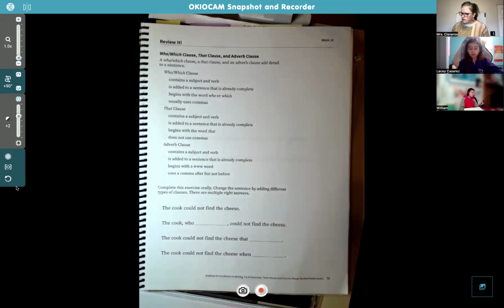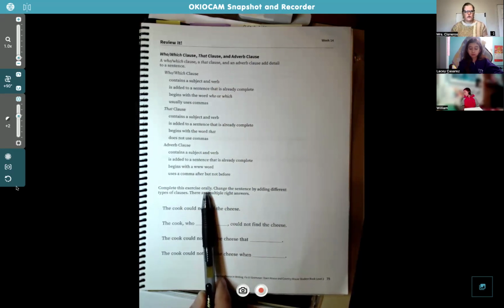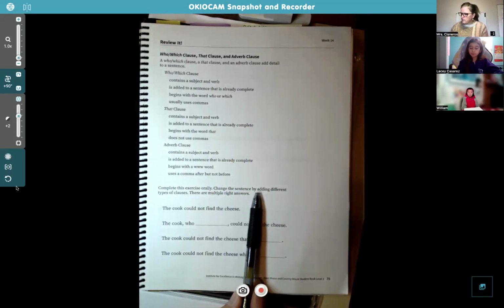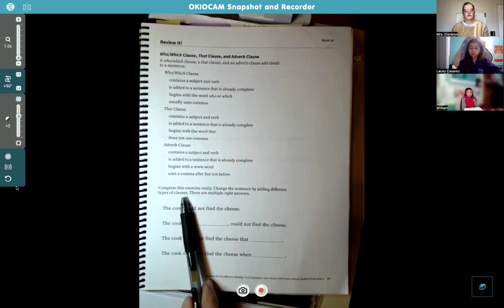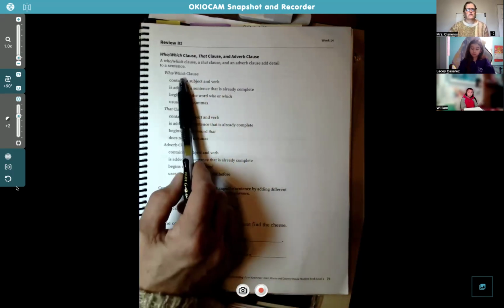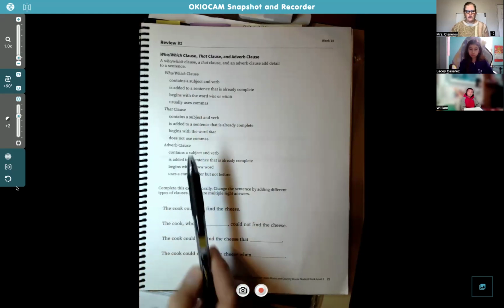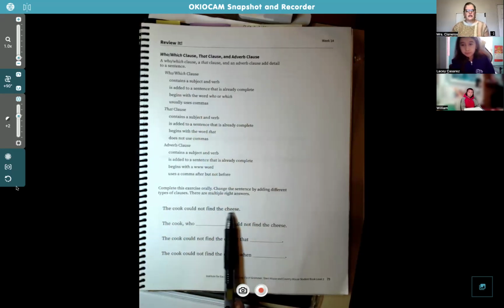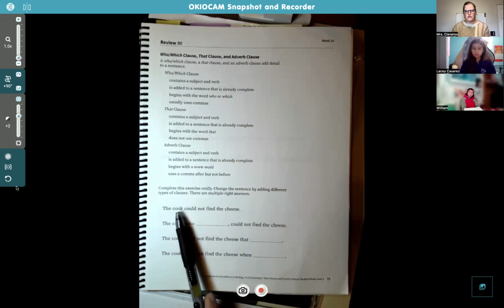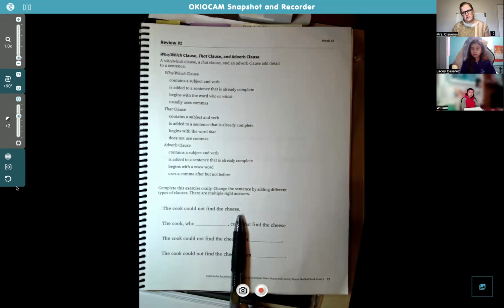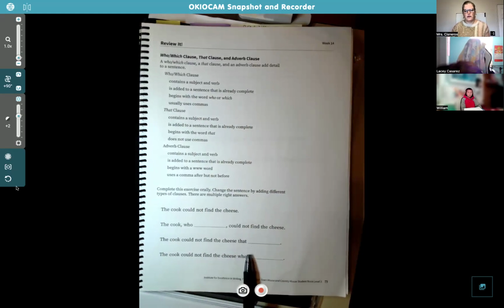Okay. Down here it says complete this exercise orally, just meaning you're just going to say the answer, and change the sentence by adding different types of clauses. There are multiple right answers. So thinking about these three different clauses, who, which, that, and adverb, here's your base sentence or your main clause. This is the complete sentence right here. The cook could not find the cheese. The cook could not find the cheese. So we're going to play with that sentence a little bit and add some clauses to it.